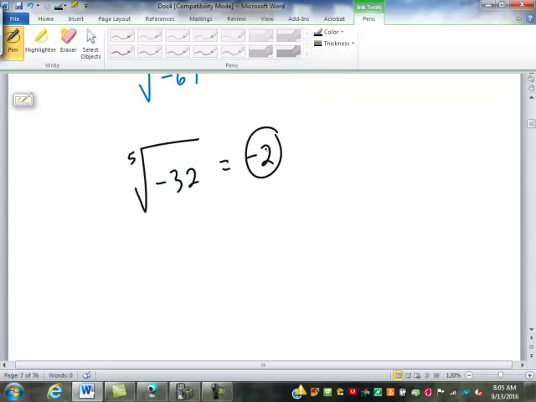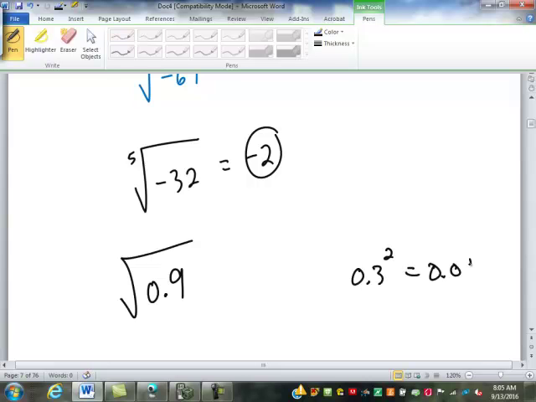Okay. So how about, without punching your calculator, what would you say for the square root of 0.9? A lot of people would just yell out 0.3, but it can't work, can it? 0.3 squared is 0.09. The square root of 0.9 is going to give us something really ugly. About 0.949. We'll call it that, approximately, for now.